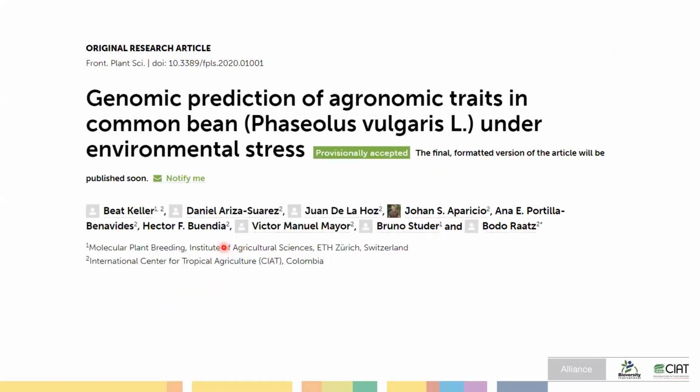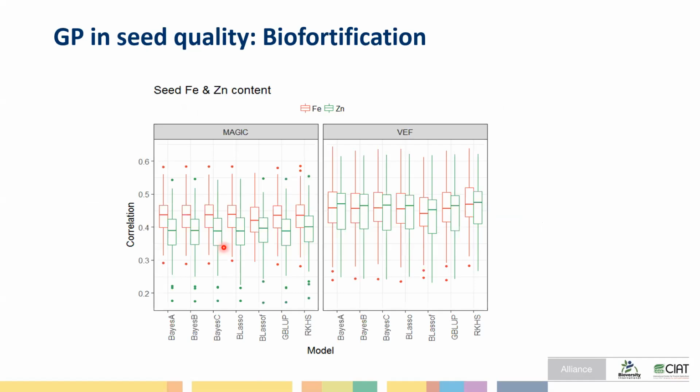This information and this data, and more details of this study, you will be able to consult soon in Frontiers. But in other, simpler studies, we examined the prediction of other traits, in this case related to the accumulation of iron and zinc. That is an important key target in our breeding program. And you can see we evaluated different models.